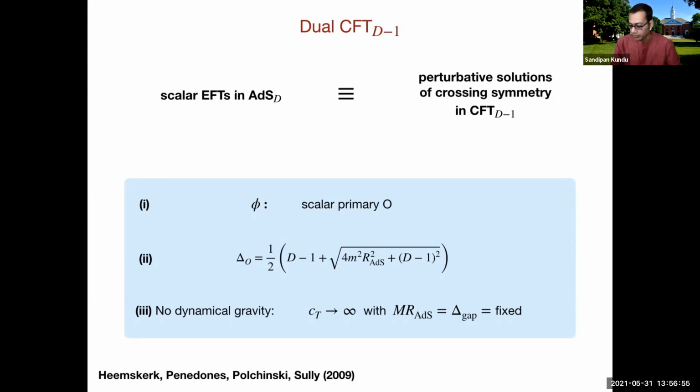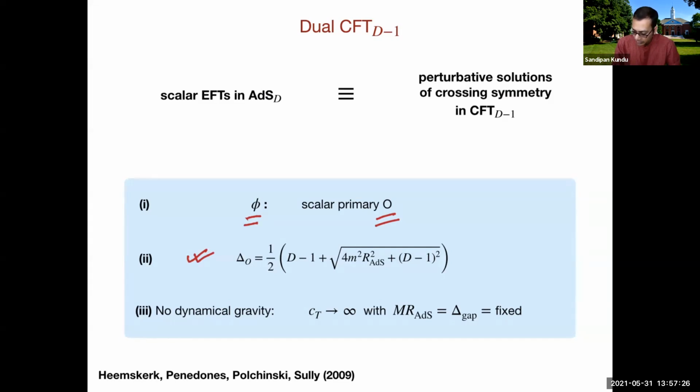This scenario is very well understood from the conformal bootstrap. In this duality, just like AdS/CFT, the scalar field in AdS is dual to a scalar primary O, and the dimension of this scalar primary is given by the standard dictionary. But notice that there is no dynamical gravity so far, which is implemented by taking the central charge to infinity.